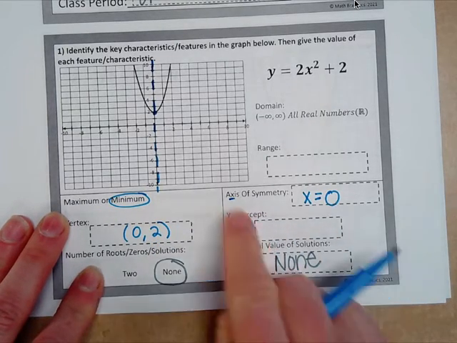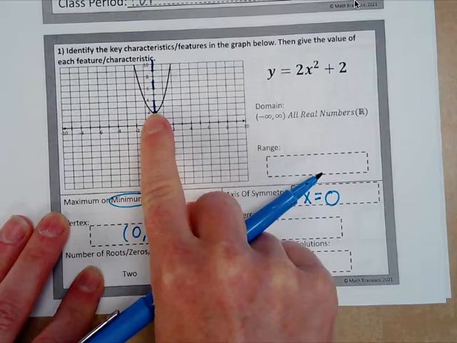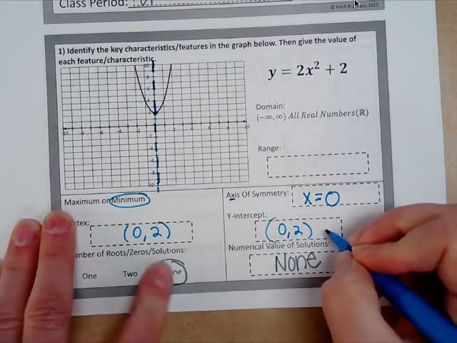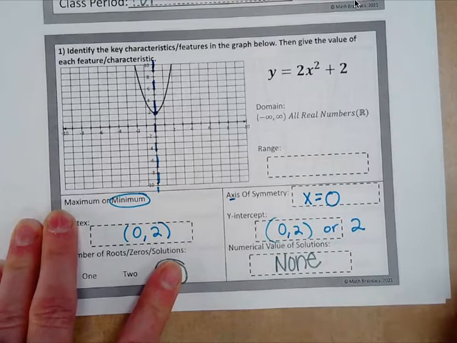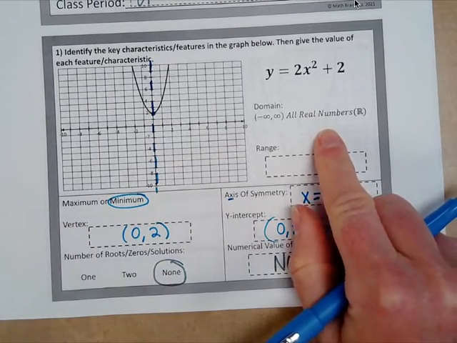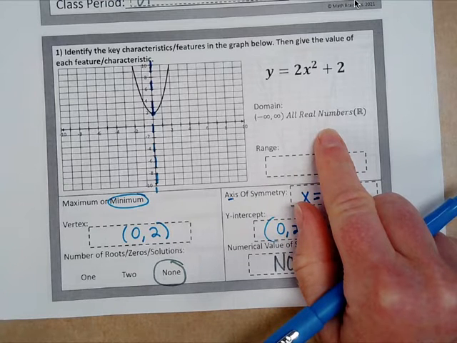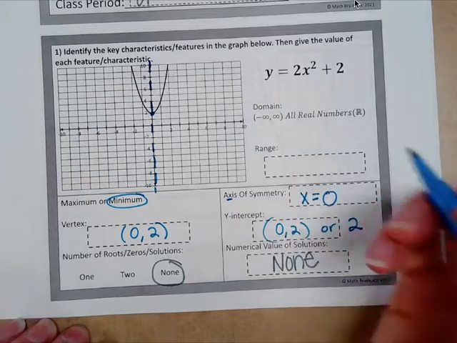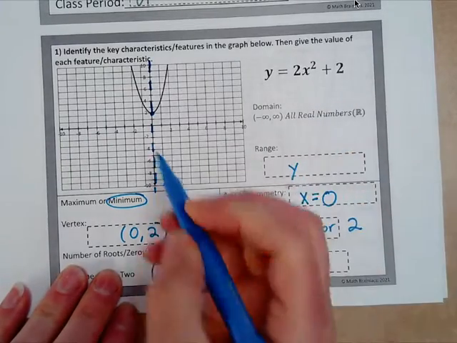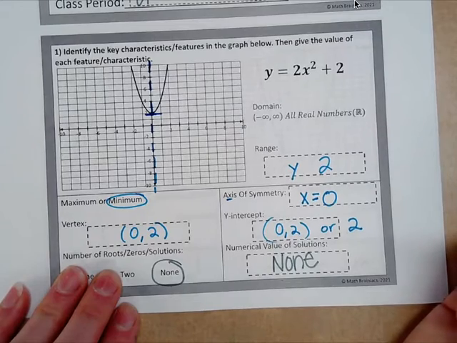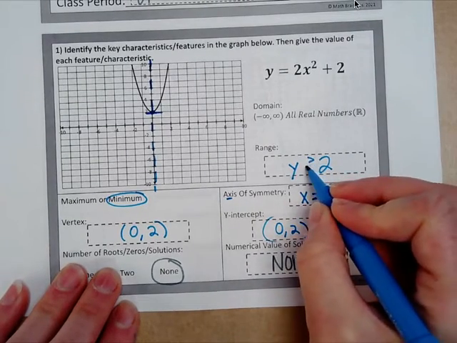The y-intercept is where it crosses the y-axis, which is at 2. So we can write 0, 2, or just write it as 2. Domain is all real numbers. It goes left and right to infinity. The range is going to be our y values. And it starts at 2 and gets larger. So it's going to be y greater than or equal to 2.